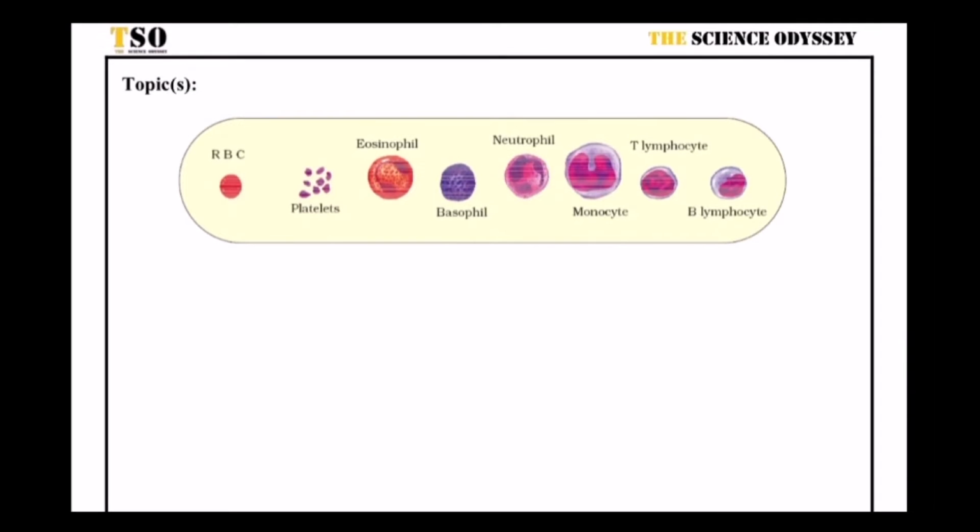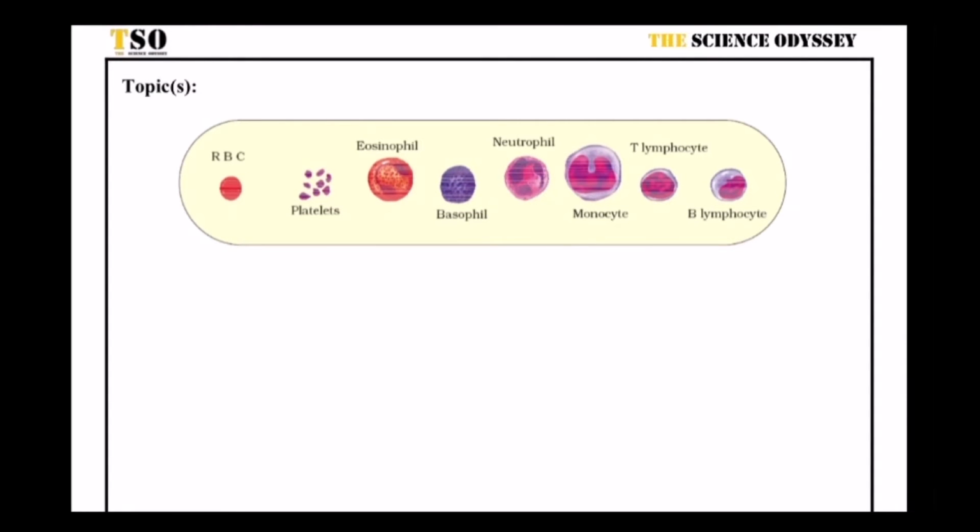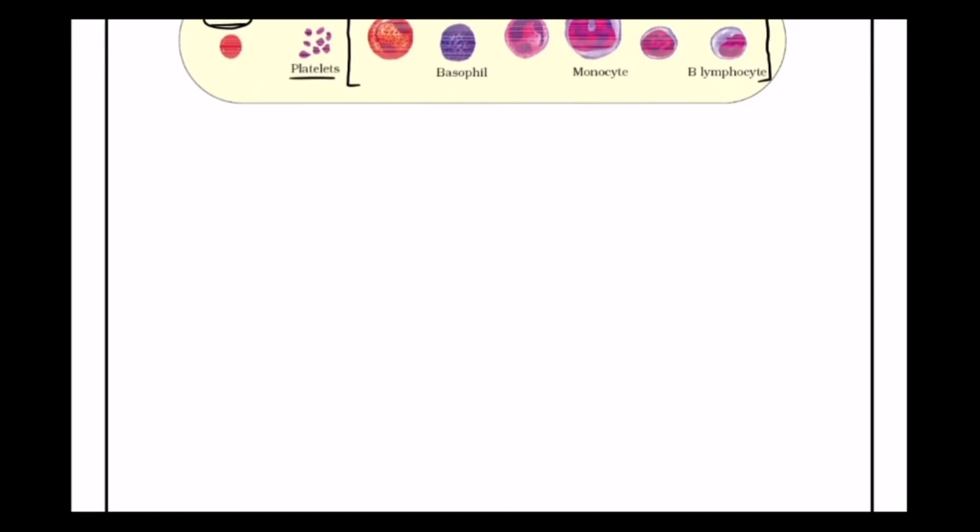So over here you have a diagram that is taken from NCERT, and you can see the different kinds of cells, the different kinds of formed elements. So this is the RBC. These are the platelets, which are much smaller in size. And the rest, whatever is there from here till here, these are the WBCs or the leukocytes. So we're going to start off with RBC, or erythrocytes.